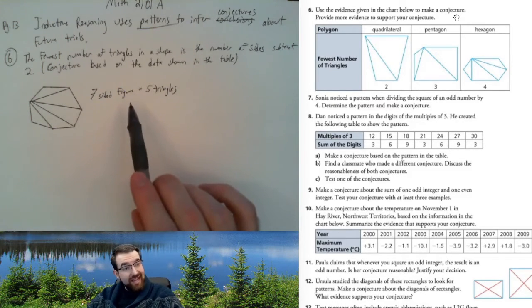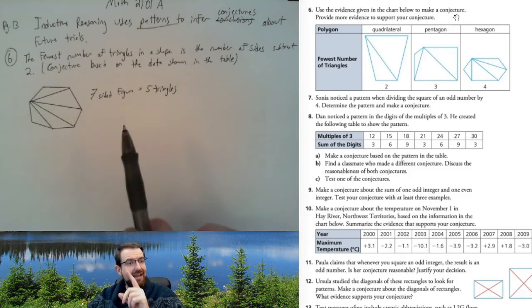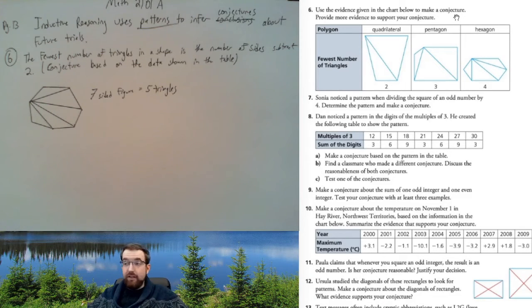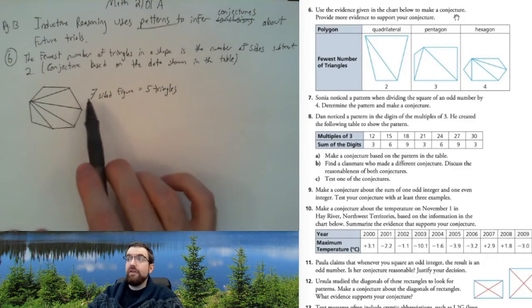But this one is a good example to use for another reason, because it allows us to go on to showing what deductive reasoning is, right? There's a formula that you can use that just determines however many it is.